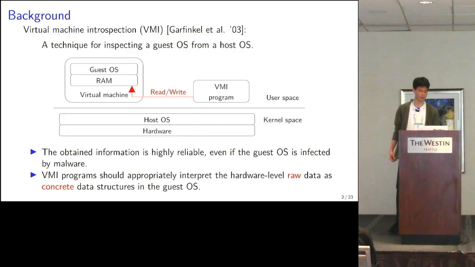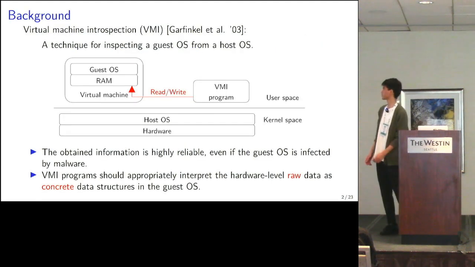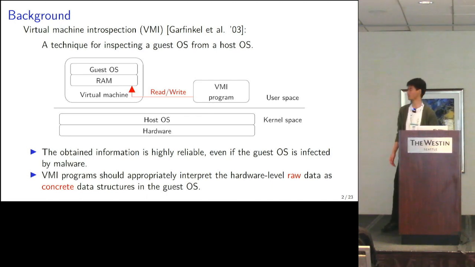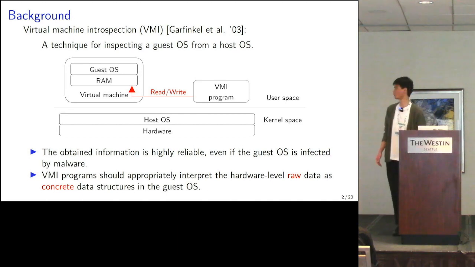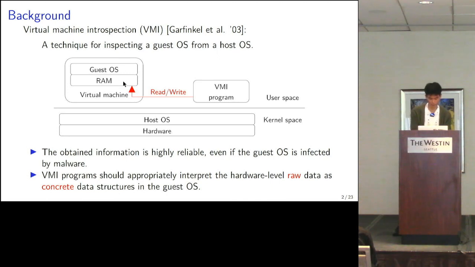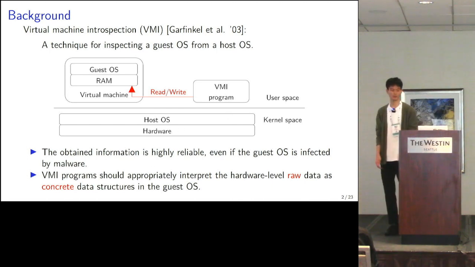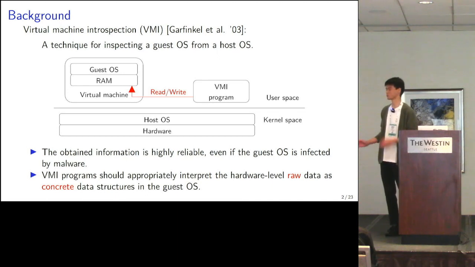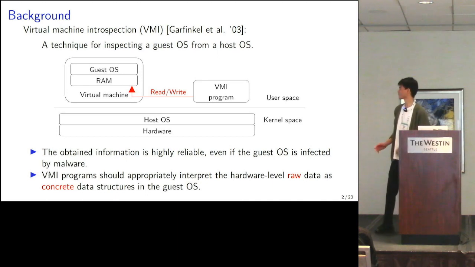So let's begin. This research is concerned with a technique called virtual machine introspection, also known as VMI. VMI is for inspecting the guest OS in the virtual machine from the VMI program on the host OS by accessing the guest OS memory. For instance, the VMI program can scan the guest OS for a hidden process and can kill the process from the outside.